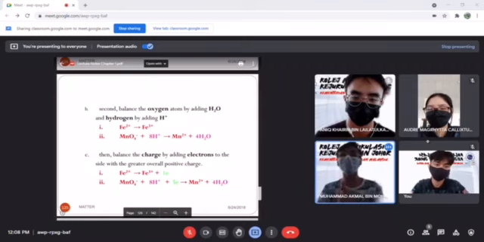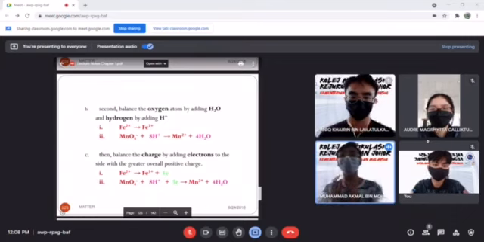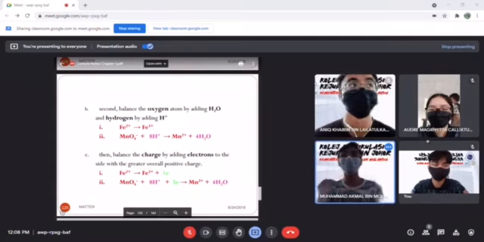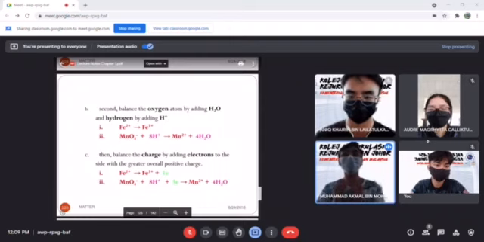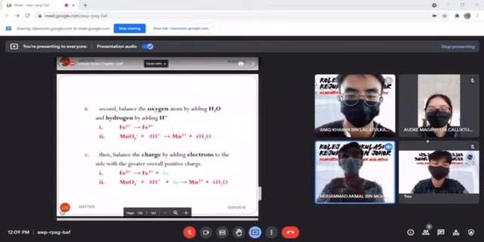For the next step, we should balance the charge on both sides by adding electrons. For the first equation, we will add 5 electrons on the left side to balance the charge, which is MnO4- ion plus 8 H+ ion plus 5 electrons forms Mn2+ ion plus 4H2O. For the second equation, we will add 1 electron on the right side to balance the charge. So, the reactant is Fe2+ ion, and the products are Fe3+ ion plus 1 electron.